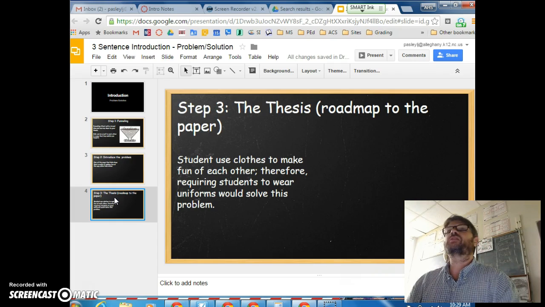Now this is a word that you need to be very familiar with. Hopefully you covered it last year with your 9th grade teacher. But it is generally the last sentence of the introduction, and it is the roadmap to the paper. When I read your thesis, I should know where you stand on the issue, and I should also know how your paper is going to be organized. So here we go. Students use clothes to make fun of each other; therefore, requiring students to wear uniforms would solve this problem. All right. So now you know where I'm going. Now you know what my solution is, and that is my thesis.